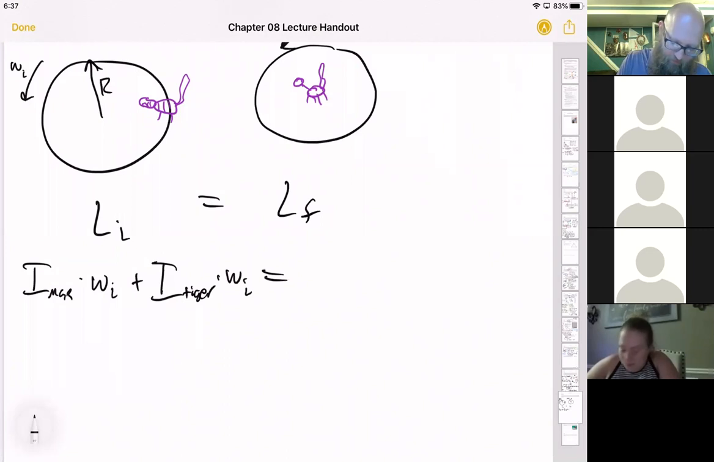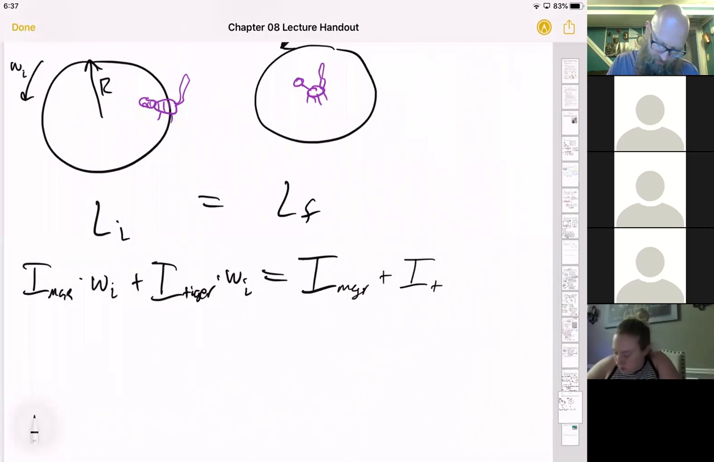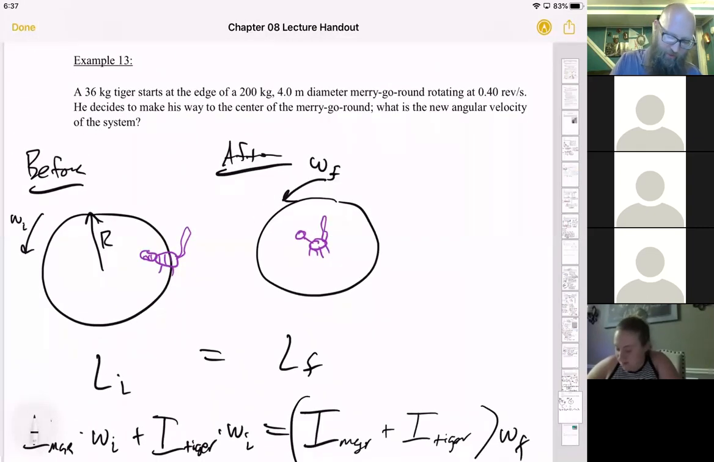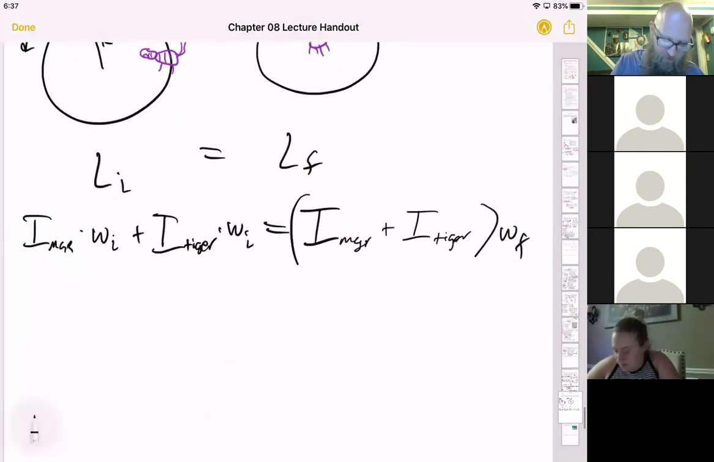I got it. Okay. You guys, you got to unmute so I can hear you laugh. Okay, so what is final? Well, it's I merry-go-round plus I for the tiger. Come on, I changed this from a child to a tiger. That's why the tiger is so light. Specifically so I could make that joke every year that I teach this.